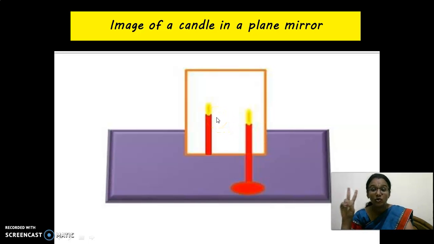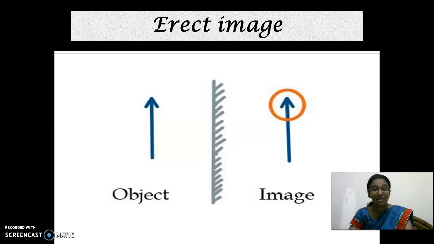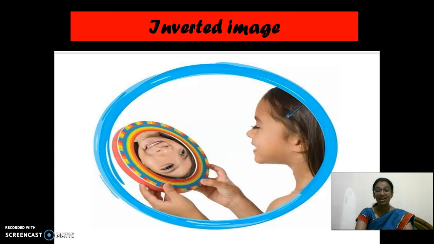We have two types of image. What is it, children? Erect image and inverted image. If the image is same as that of the object, it is called an erect image. And then inverted image. If the image is upside down, it is called an inverted image.